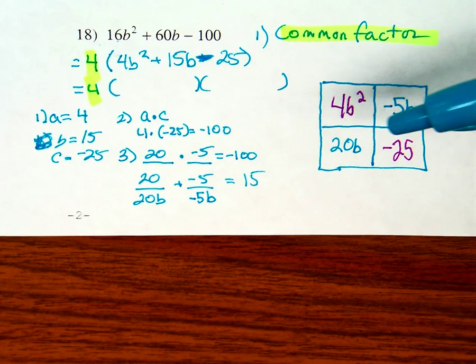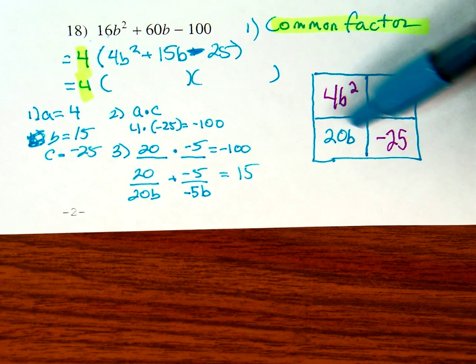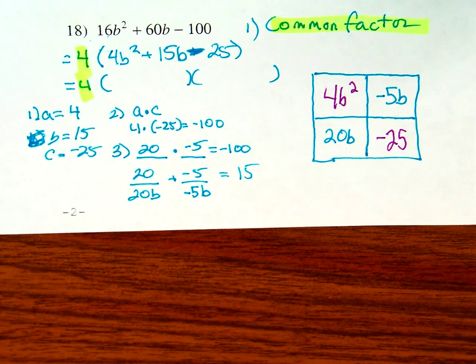Well, the diagonal we can check. 4 times negative 25 is negative 100, right? 5 times 20 is 100. So we're good because at least the numbers in there are okay.